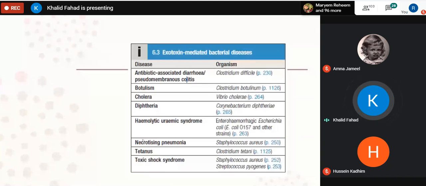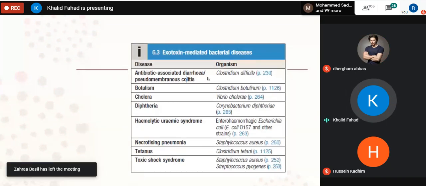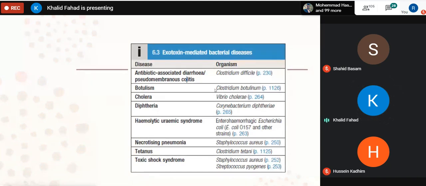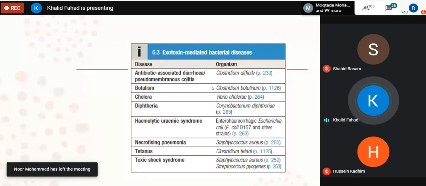These are the types of exotoxin-mediated bacterial diseases. So diseases are mediated by exotoxins, but not the organism itself. For example, Clostridium difficile by itself will not cause a disease, but it will produce exotoxins that produce pseudomembranous colitis. Another example is Clostridium botulinum, which produces botulism, not by the organism, but by its mediated toxins. Vibrio cholerae causes cholera, and Corynebacterium diphtheriae causes diphtheria.